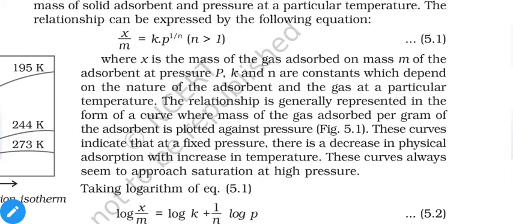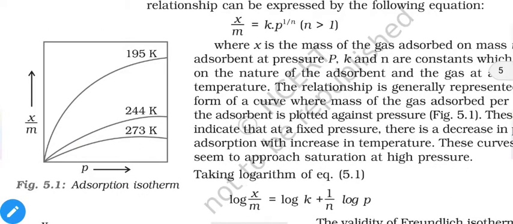The relationship is generally represented in the form of a curve, where the mass of gas adsorbed per gram of the adsorbent is plotted against the pressure. This curve indicates that at fixed pressure, there is a decrease in physical adsorption with increase in temperature. This curve always seems to approach saturation at high pressure.